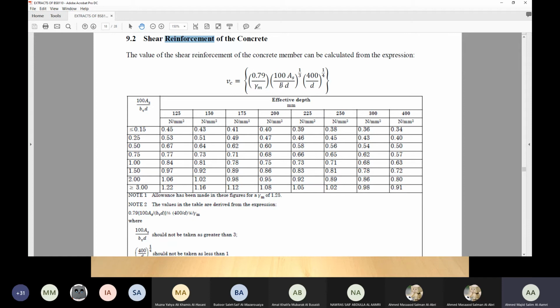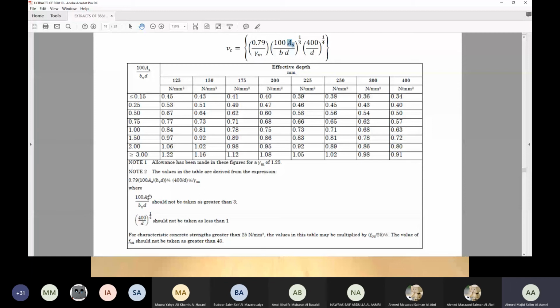B is 1000 because we are designing for 1 meter. D is your D average. AS is your area of reinforcement, the maximum area of reinforcement or the provided one. Now, the only thing that you need to take into account are these conditions which have been given here. They say AS over BD should not be greater than 3, and 400 over D should not be lesser than 1. So these are the things which are to be taken into account.